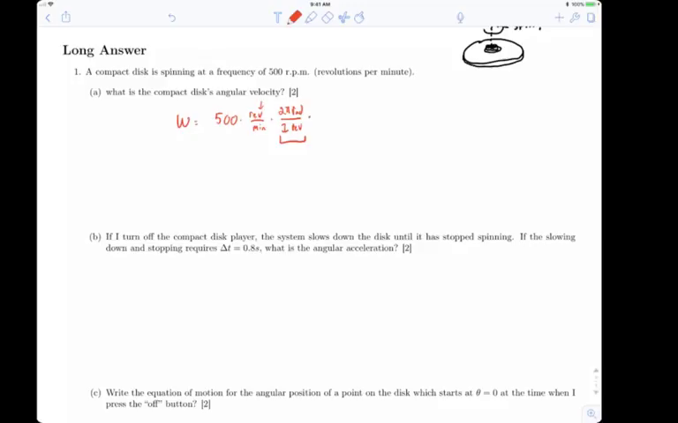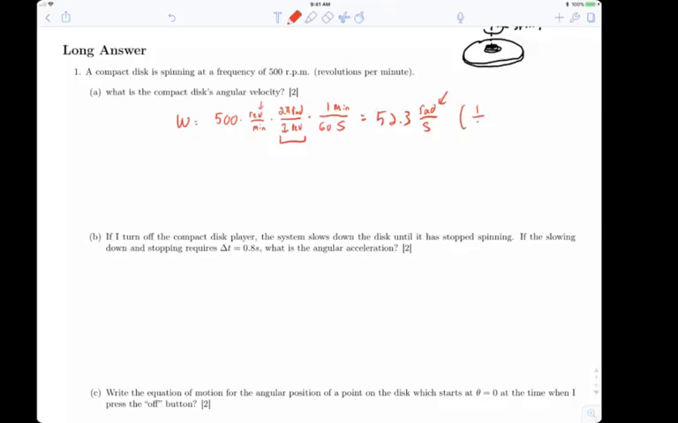Similarly, we want the base to be seconds. 1 minute is 60 seconds. And so the result here is 500 times 2 times pi divided by 60. So that's 52.3 rad per second.